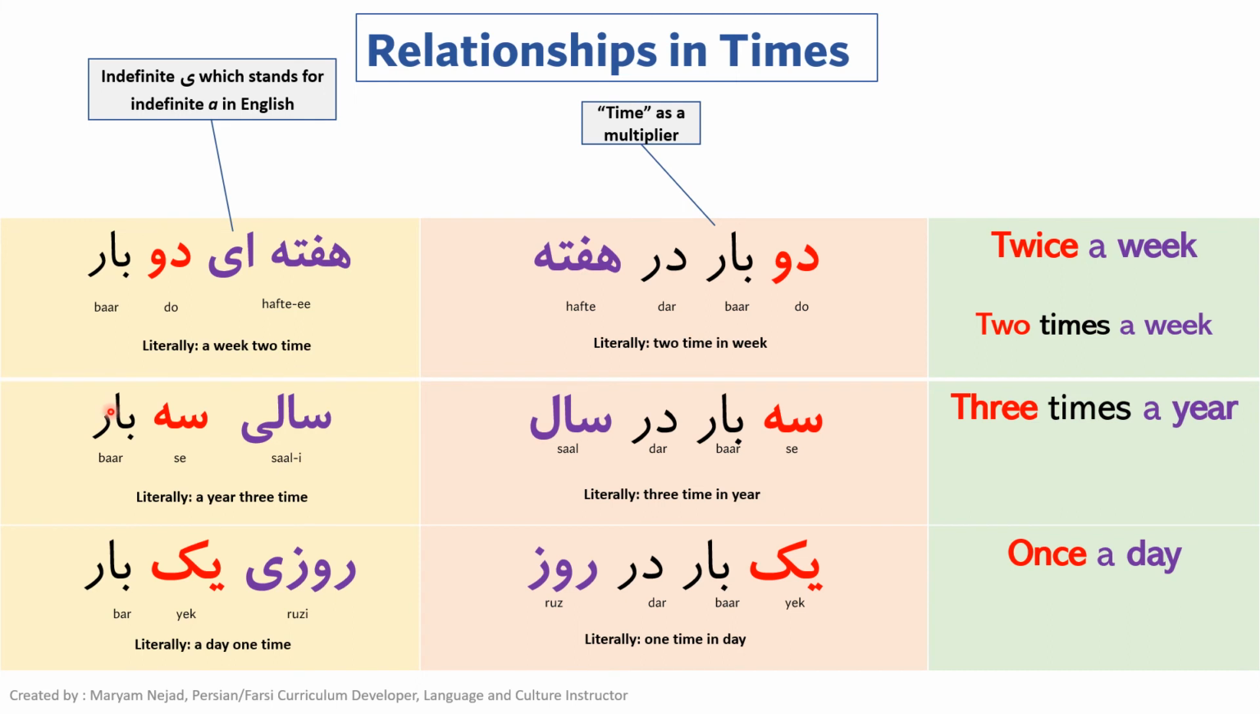Sali se bar: sal is year, and then sali is a year, and then se bar is 3 times. So a year, 3 times, meaning 3 times a year. Or once a day, ruzi yek bar. So ruz is day, and this i here stands for the indefinite a in English. So ruzi, and then yek bar. So a day, 1 time.